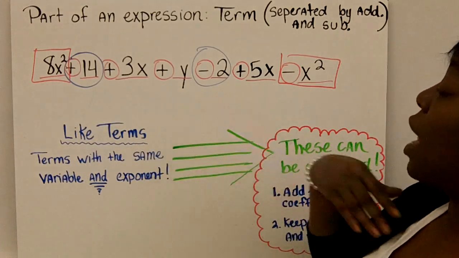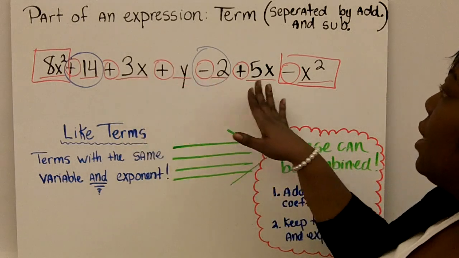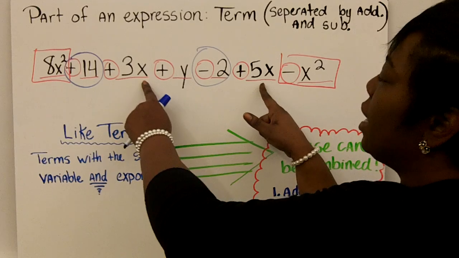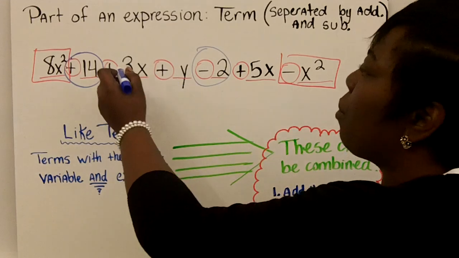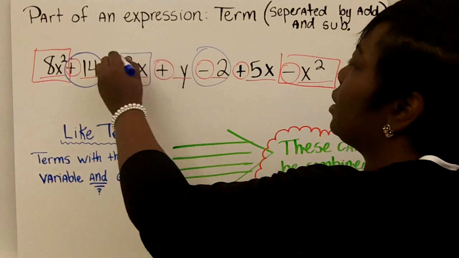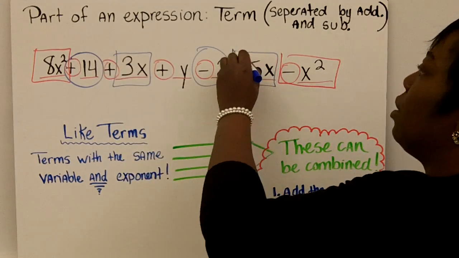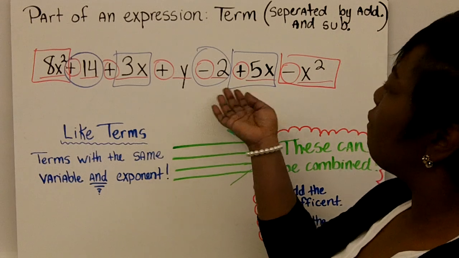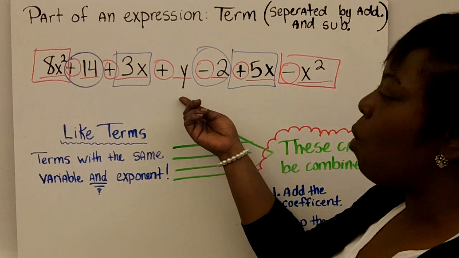Another pair of like terms that I see is 3x and 5x. Both terms have the variable x. Both are raised to the first power. Therefore, 3x plus 5x are like terms. The only term that doesn't seem to have a pair or a partner is y.